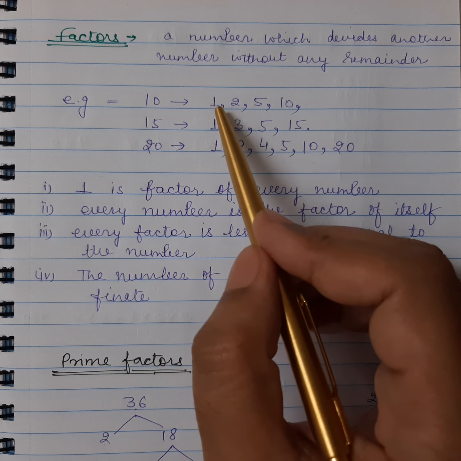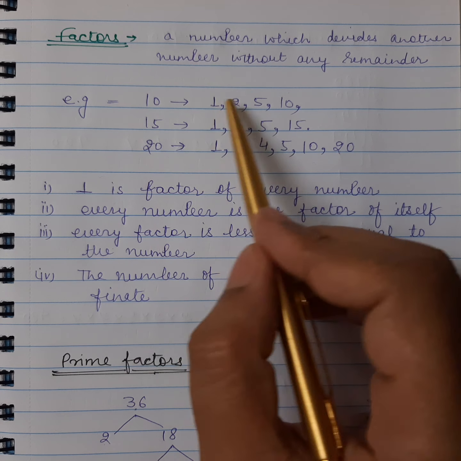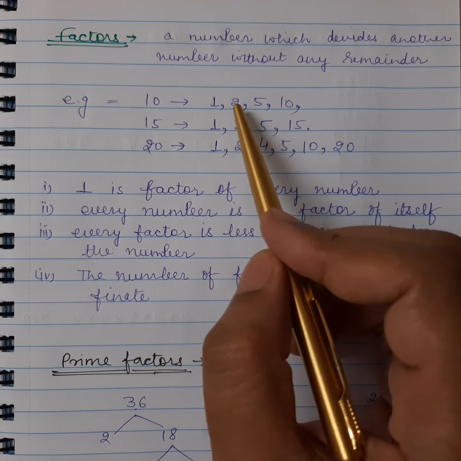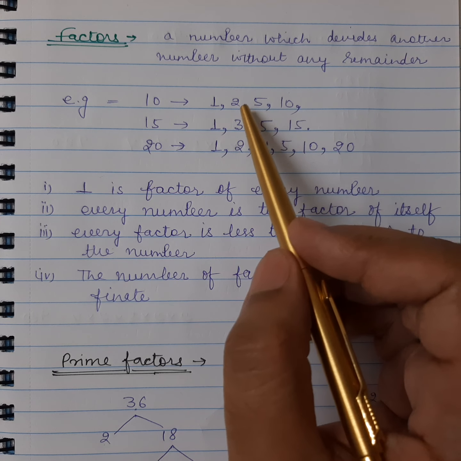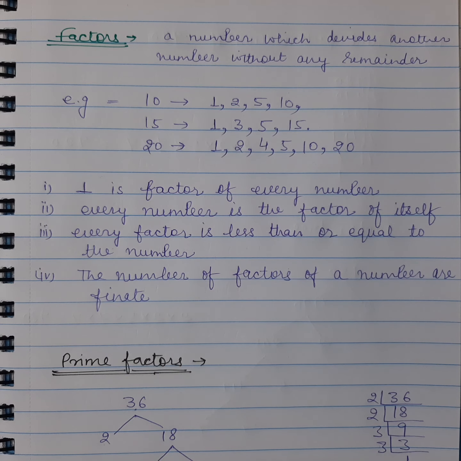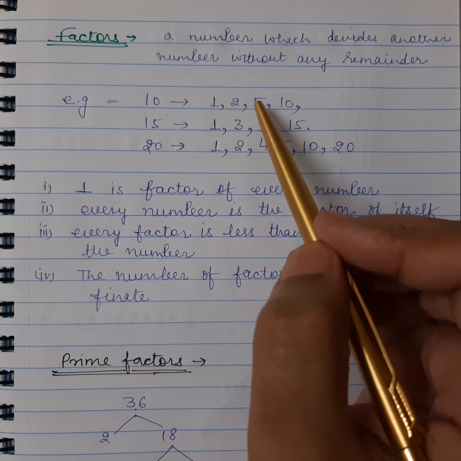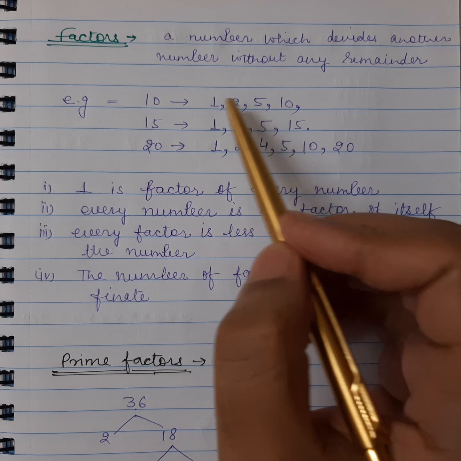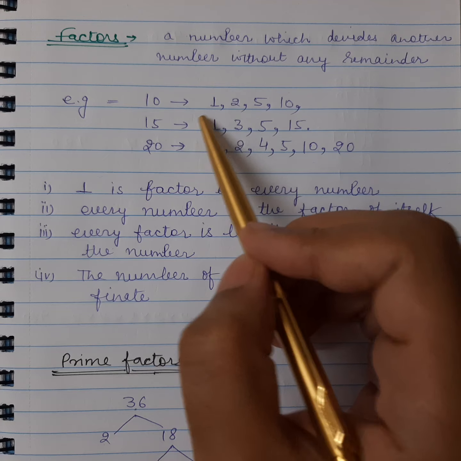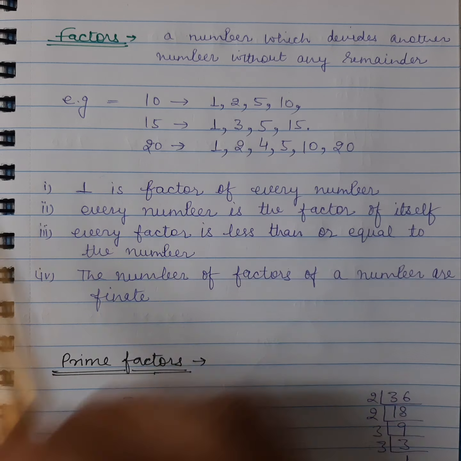Then 2 is one of the factors of 10. If we divide 10 by 2, we'll get no remainder. Next, 3 is not a factor because we'll get 1 as a remainder if we divide 10 by 3. 4 again is not a factor because we'll get 2 as a remainder. 4 multiplied by 2 is 8, and then 2 will be the remainder.